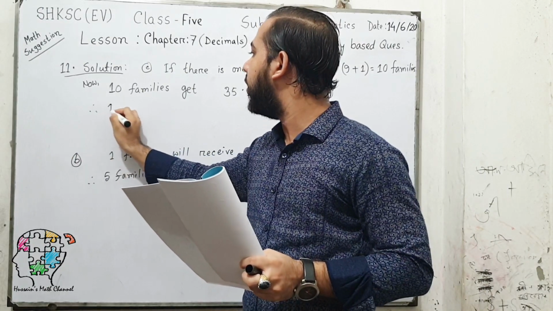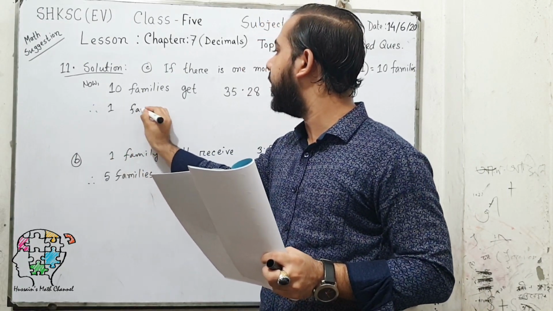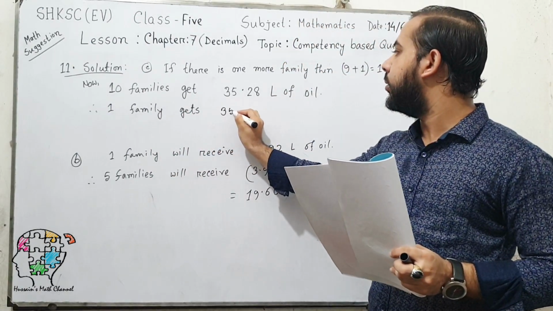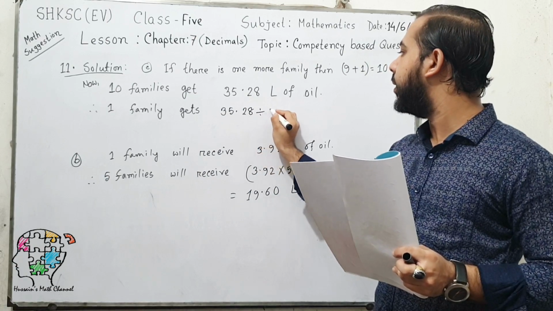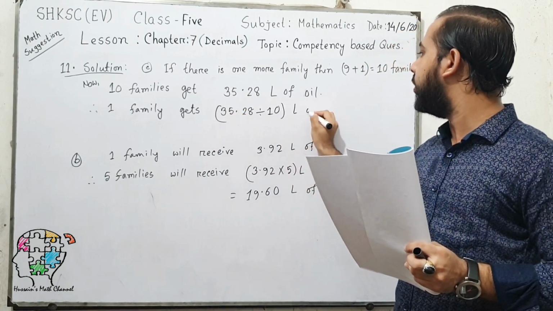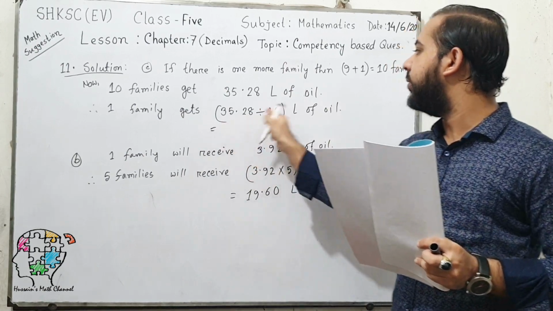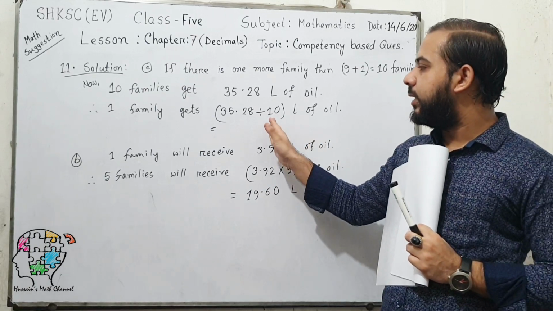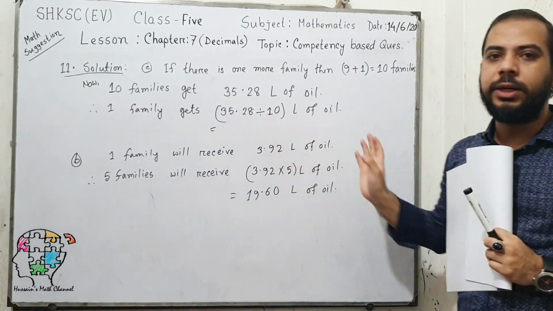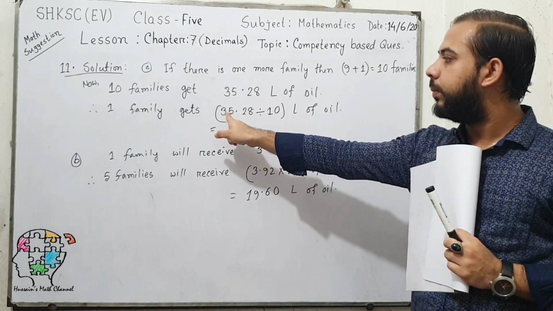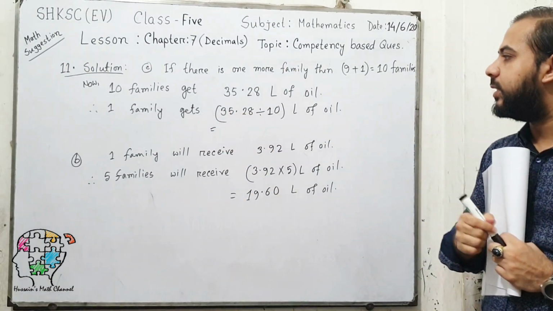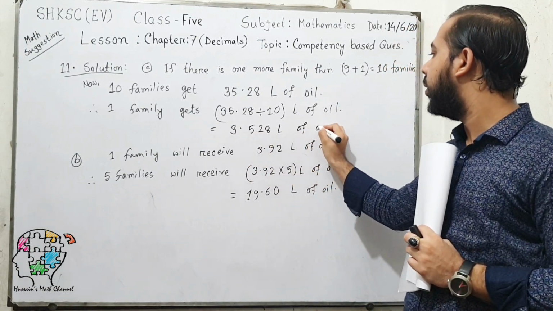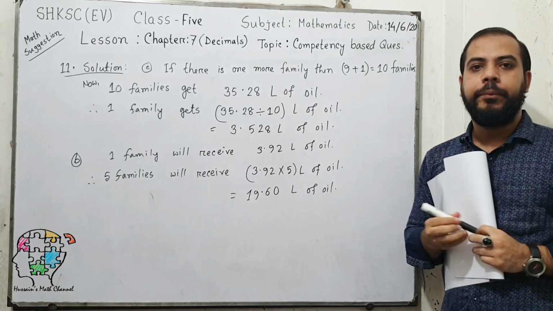Therefore, one family gets less. So 35.28 divided by 10 liters of oil. So we have to divide the 35.28 liters by 10. You know that we can easily divide any decimal by 10 or 100 just by moving the decimal point one step to the left, that is 3.528 liters will be the answer of question C. And I hope you understand.